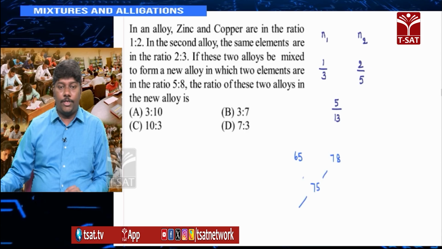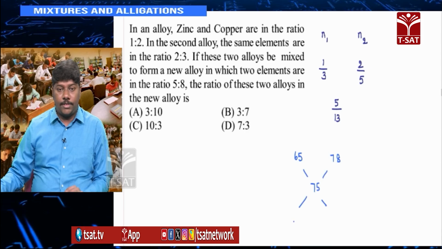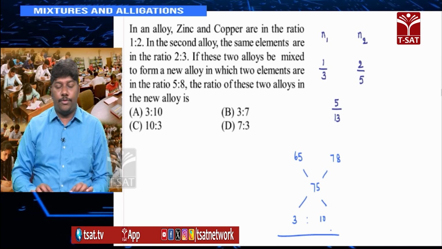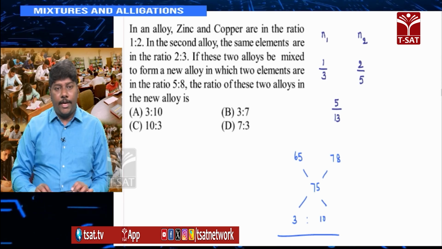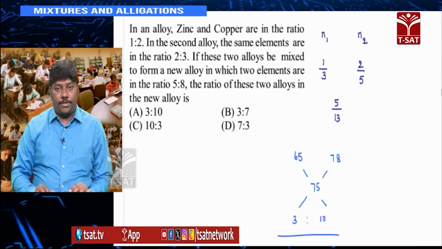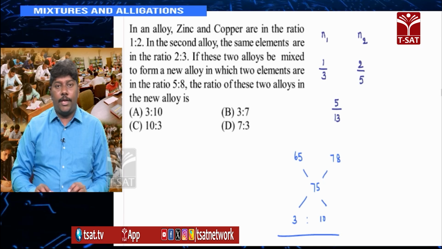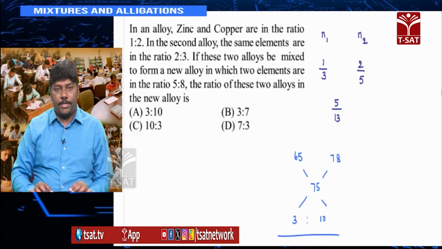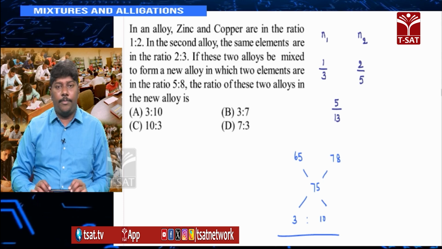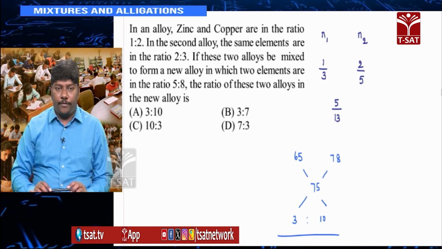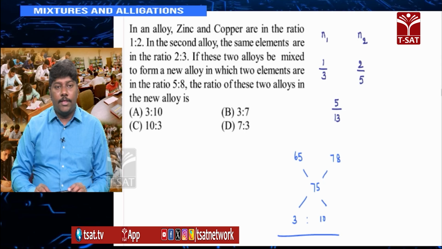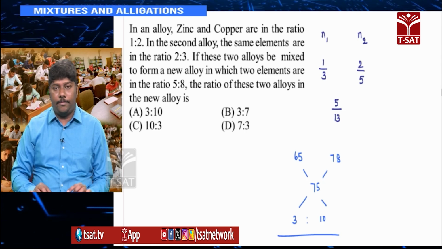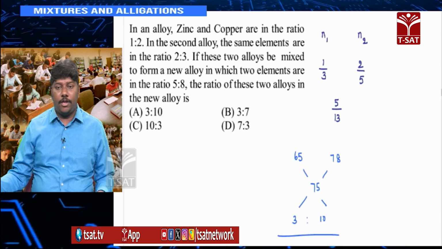I would say the N1:N2 ratio would be, this is 3 parts, this is 10 parts. You are mixing both of them in the ratio 3:10. Can I get it by taking copper? Yes. You can also take copper instead, then also you will get the answer. So you can try it by taking copper. When you take copper, what is A1? 2/3. What is A2? You will get 3/5. What is capital A? 8/13. You can take it by using copper also.